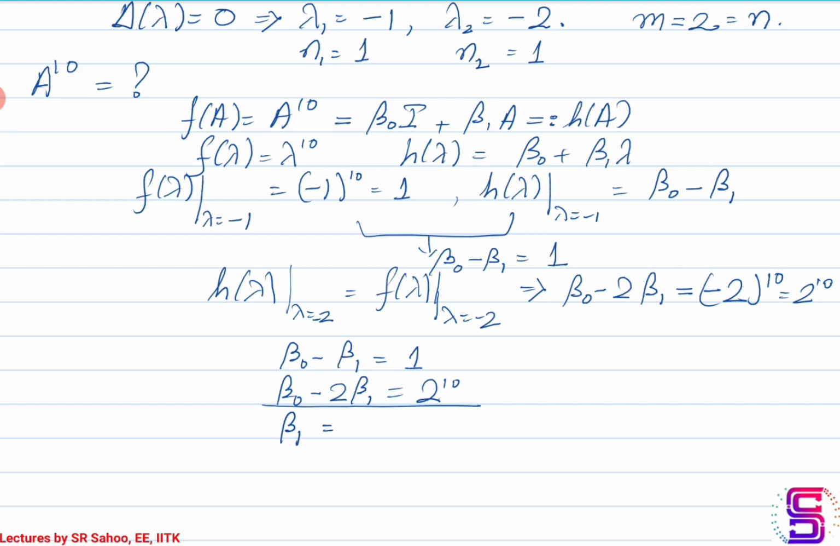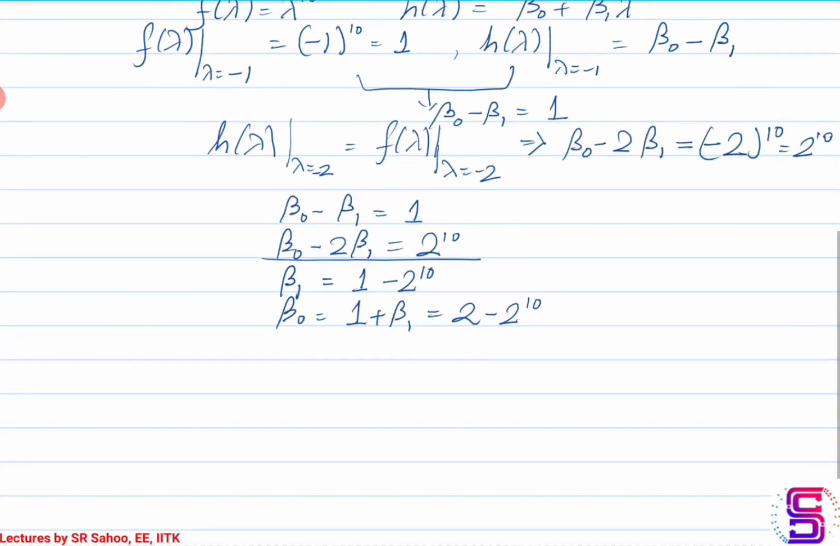Beta 1 is, basically, I am subtracting the second equation from the first equation. So I get beta 1 equal to 1 minus 2 power 10, and beta 0 is 1 plus beta 1 from the first equation, which is nothing but 2 minus 2 to the power 10.